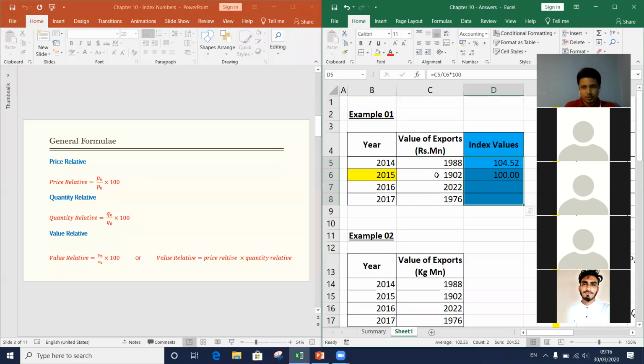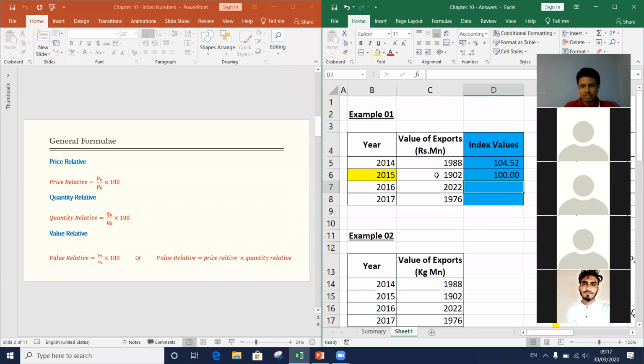104.52. Right? What is the meaning of this? 104.52 means that compared to the year 2015, the prices or the values in 2014 have increased by 4.52%. Right, the prices have increased by 4.52% in 2014.